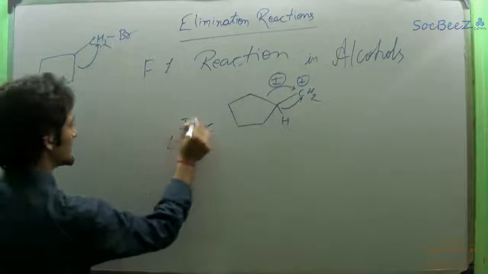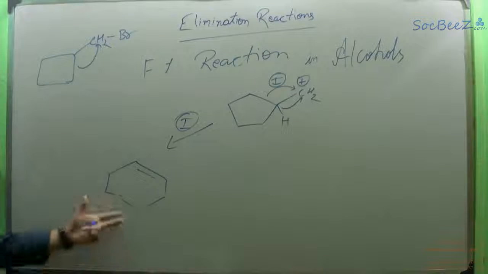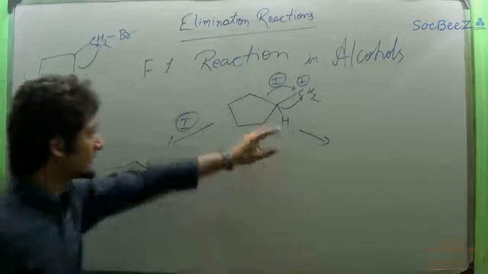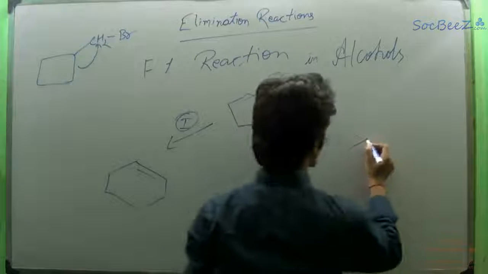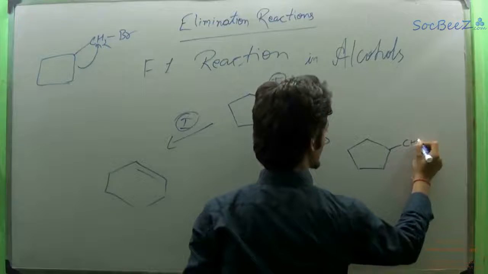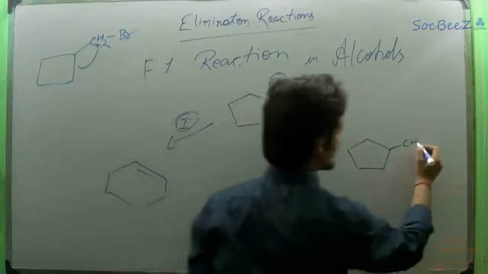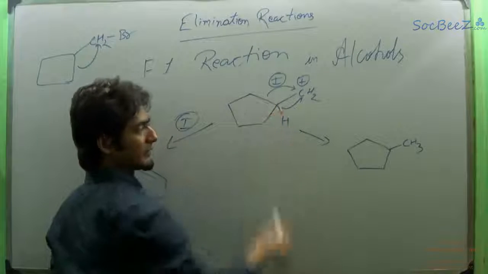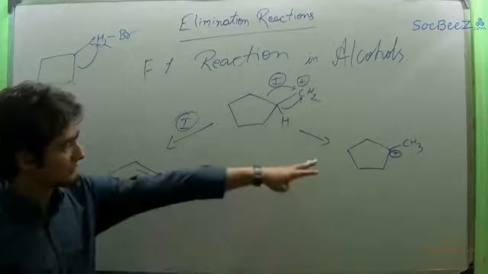So the first step was discussed, it will lead to a 6-membered ring, 6-membered alkene. In the second step, if this H is shifted, instead of this bond, we'll have a 5-membered ring. Now see, this H is shifted onto this CH2, hence it will become CH3. And this carbon has lost 1 valency, hence there is a vacant orbital which is represented as positive charge. So this product is formed.